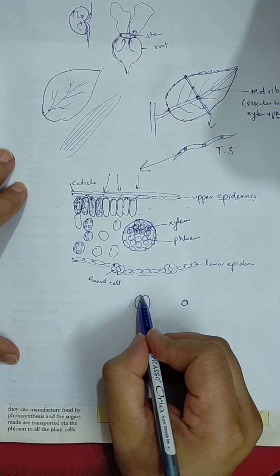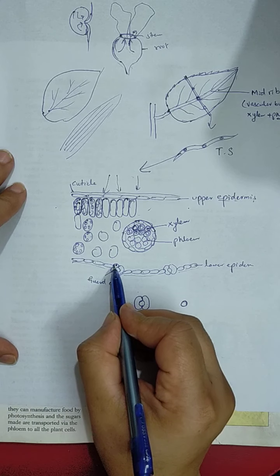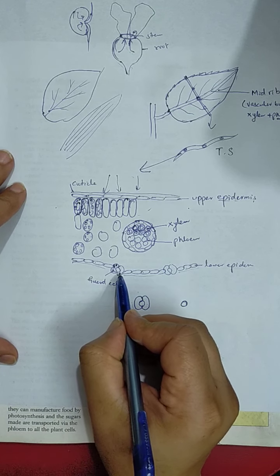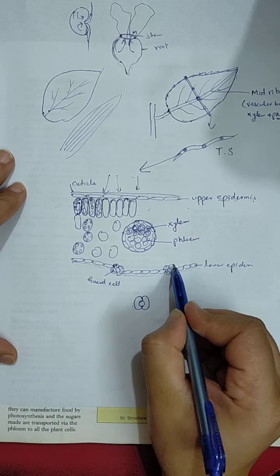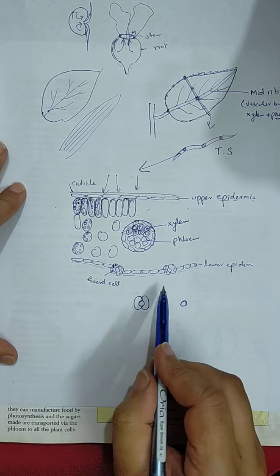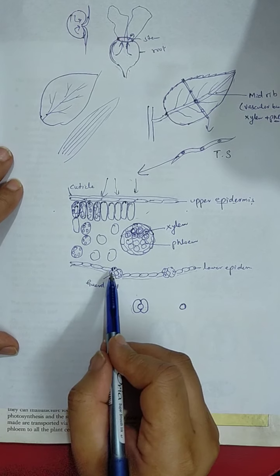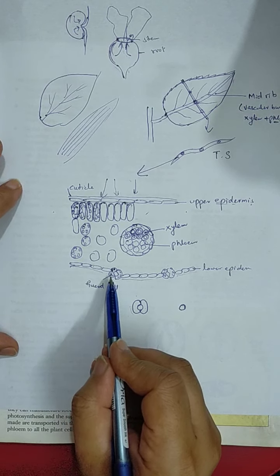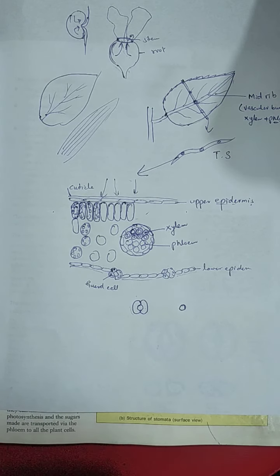Okay, now how are these guard cells different from other epidermal cells? Number one, due to this bean shape. Secondly, these guard cells are the only epidermal cells which have chloroplast in them. So they are different due to the presence of chloroplast. So they are the areas where photosynthesis also occurs. Okay, now what is the benefit of this photosynthesis which is occurring in these guard cells?